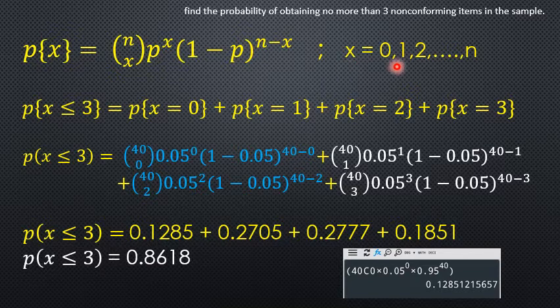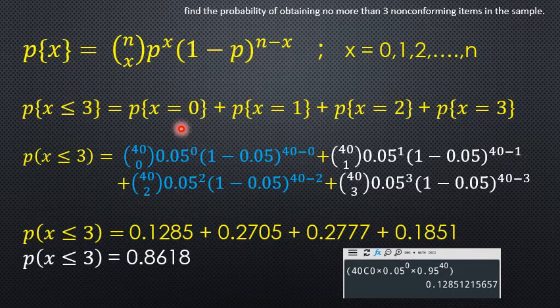Here x is equal to 0, 1, 2 up to n, and we know that n is equal to 40, and we are going to put in the values of x. Now we know that no more than 3 means the probability of x less than or equal to 3. P(x less than or equal to 3) is equal to the probability of getting 0 defects plus the probability of getting 1 defect plus the probability of getting 2 defects plus the probability of getting 3 defects.